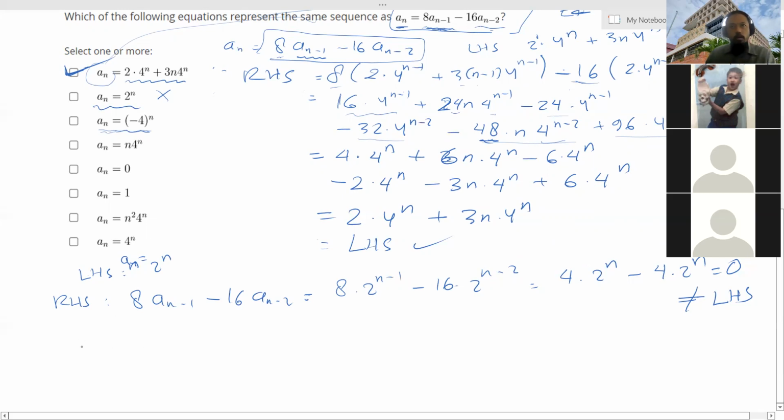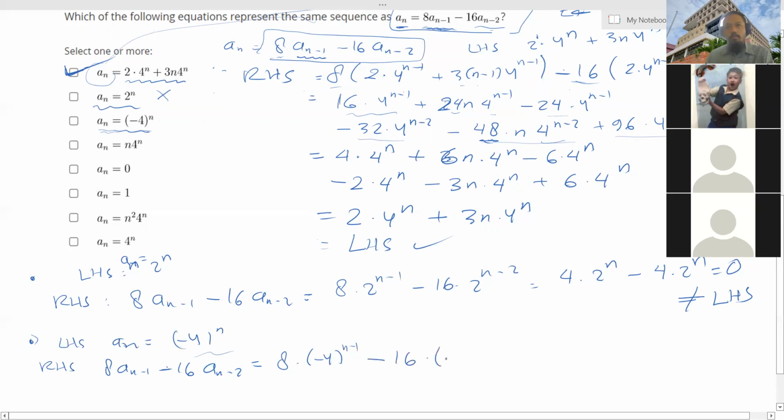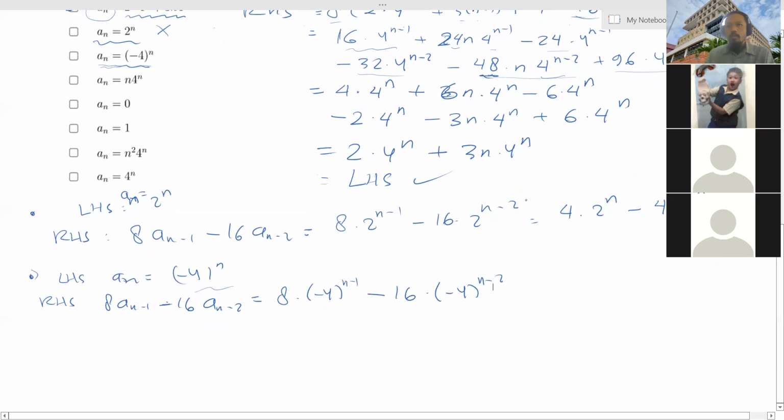So minus 4 to the n on the left hand side. And what about the right hand side? The right hand side is 8 a_{n-1} plus minus 16 a_{n-2}, and we substitute the expression, so we get 8 times minus 4 to the power of n minus 1, minus 16 times minus 4 to the power of n minus 2. Now, careful with this one. How do we solve this?